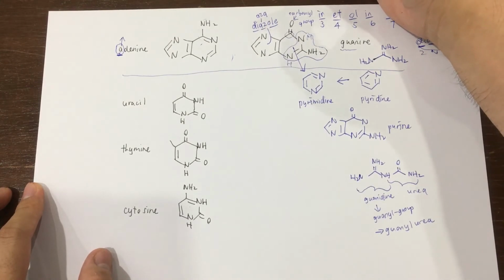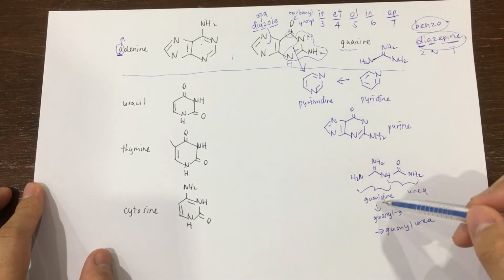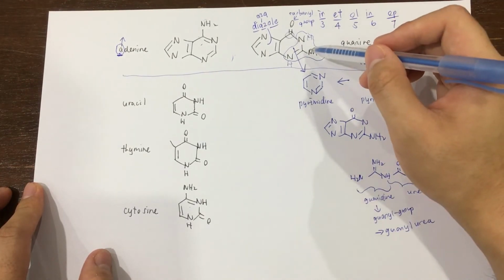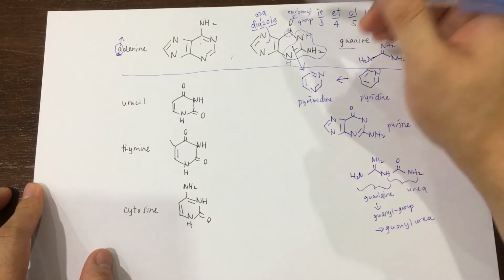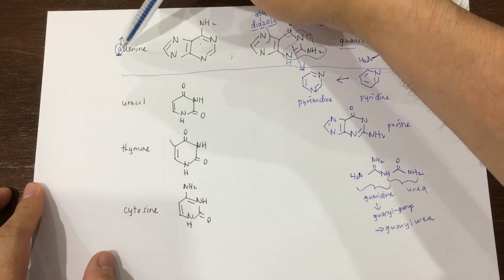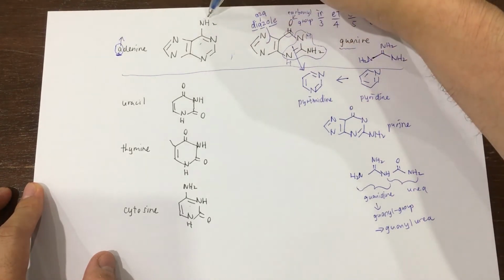Okay, so this is, in my opinion, the best way to remember guanine. We have the guanidine or guanyl moiety here, right? And we have the carbonyl group. For adenine, add amino, we have an amino group.